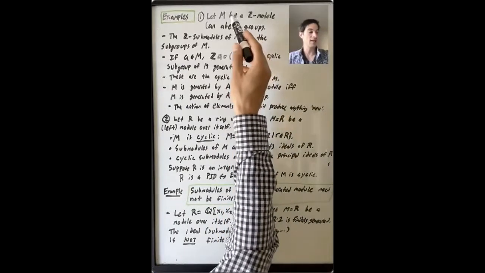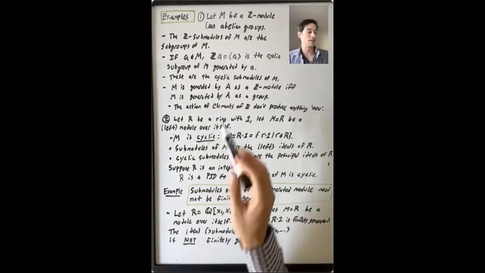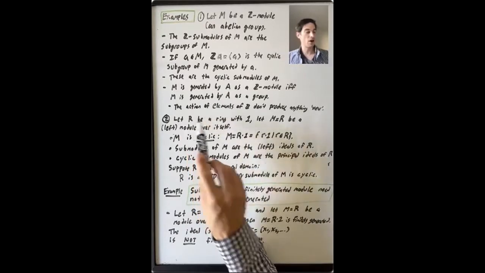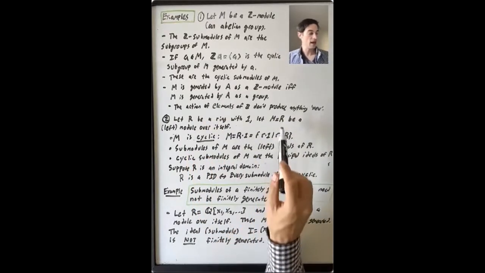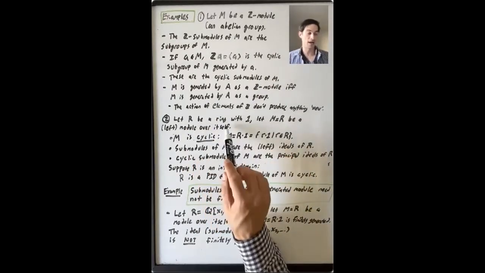So in the case of Z modules, everything carries over, everything matches up with the language we have already developed for what it means to be a cyclic subgroup, what it means to be generated by a subset as a group. All right, let's look at a more interesting example. Let's take R to be a ring with 1 and take the R module where M is equal to R. So it's a left module over itself.